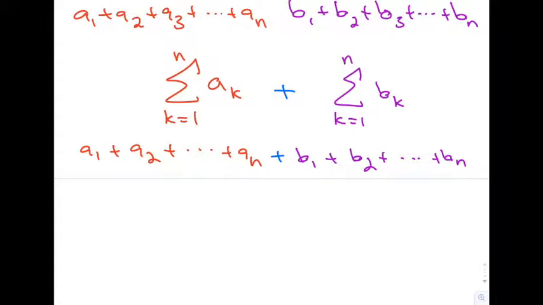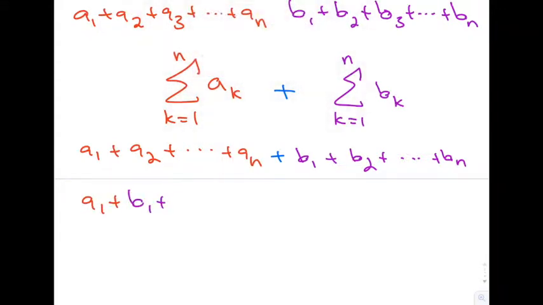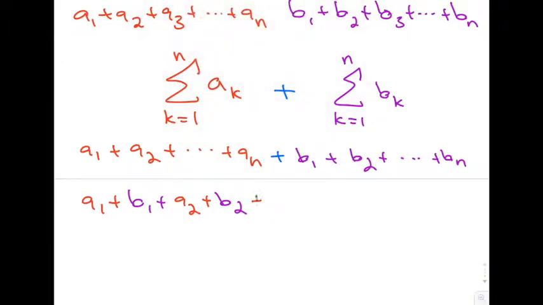Now we could rearrange these. I think this will make it a little bit easier to see what's going on. Let's group all of the terms with index 1 together, and all the terms with index 2 together, and all the terms with index n together. So we will have a1 and b1. We'll have a2 and b2. We'll have all the way up to an and bn.